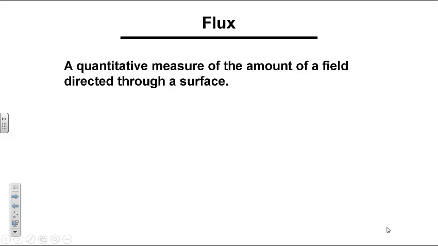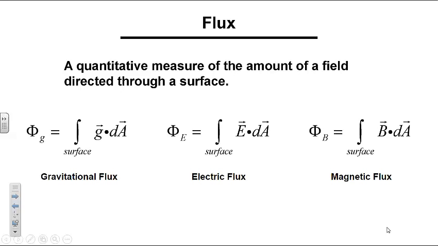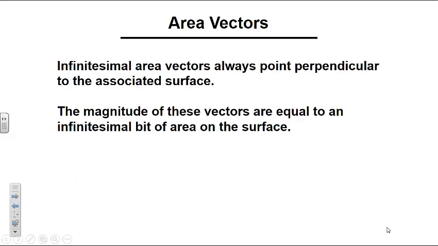Flux is a quantitative measure of the amount of a field directed through a surface. In this class, we will focus on gravitational flux, electric flux, and magnetic flux. The infinitesimal area vectors in these equations always point perpendicular to the associated surface. The magnitudes of these vectors are equal to an infinitesimal bit of area of the surface.